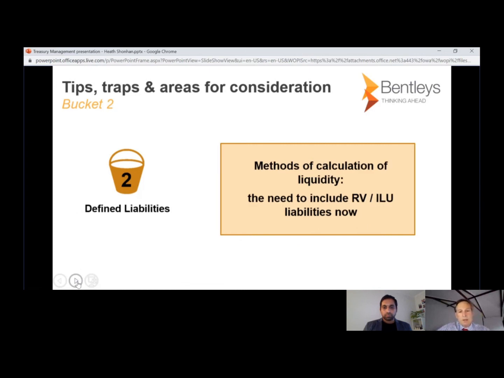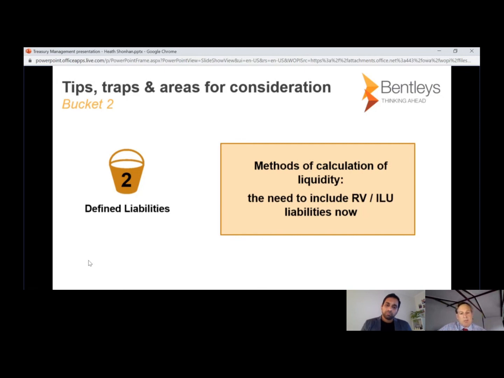Bucket number 2 is around how you calculate the liquidity and within the defined liabilities bucket. And we're absolutely arguing that you need to very much include retirement living and independent living liabilities within this bucket. Also include the home care calculations as well too, in addition to the other component to this bucket, which was employee entitlements and working capital.